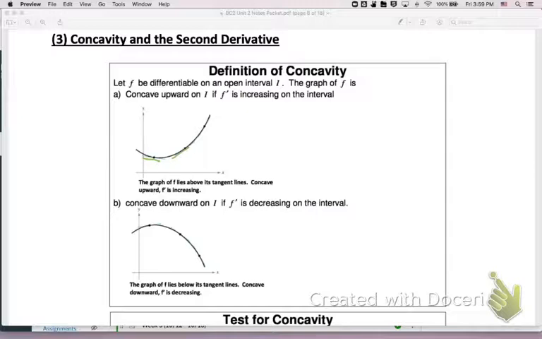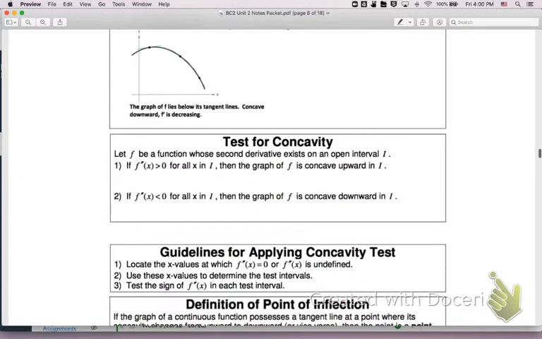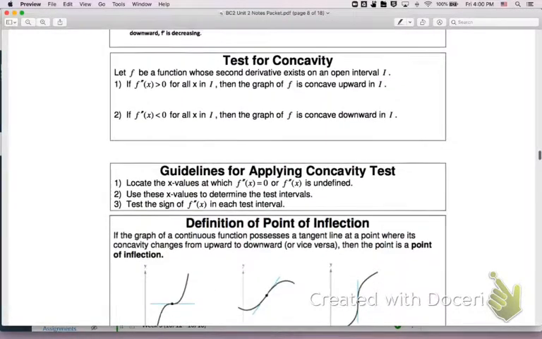line is getting progressively steeper and steeper, that means that the function is concave up. If the direction of the tangent line, the slope of the tangent line is getting more and more negative, steeper in the negative direction, then it is concave down. You can remember concave up looks like a U, concave down looks like a frown. Okay. The test for concavity is to look at the second derivative.